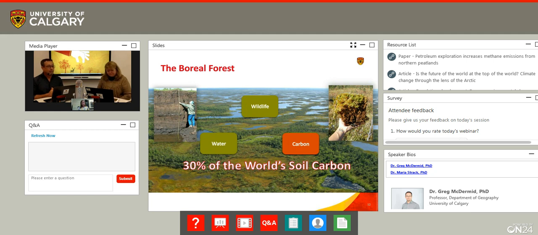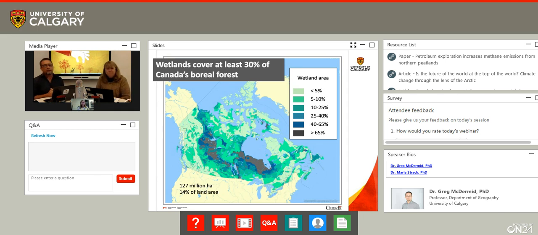So that can be mobilized to end up in the atmosphere, as many people on the call will know that carbon is the foundation for many of our greenhouse gases. So essentially what we want to do is keep that carbon in the soil. It's an important part of the fight against climate change. I'm going to pass it to Maria now, who's going to tell us a little bit more about wetlands.